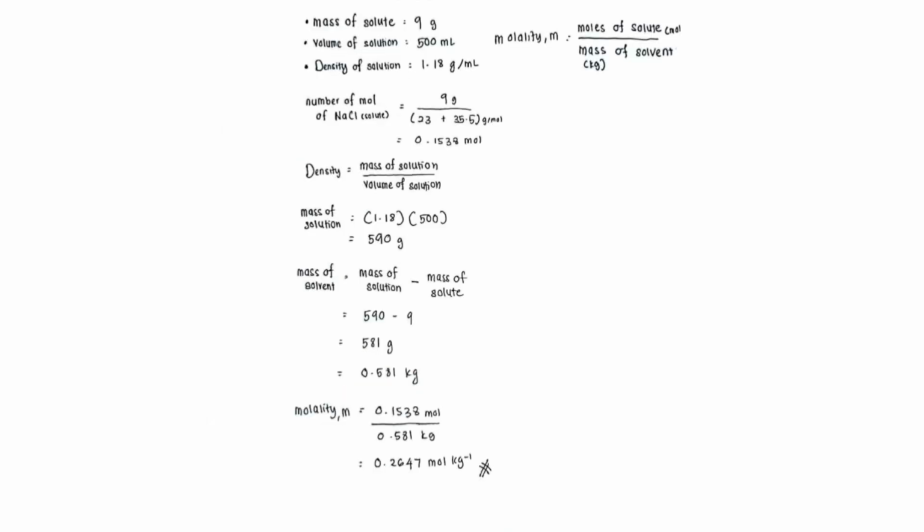And then we substitute all the information, which is the moles of solute and the mass of solvent, into the formula, and then we can find the molality is equal to 0.2647 mole per kg. Done.